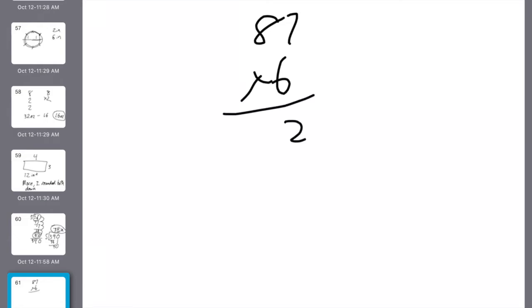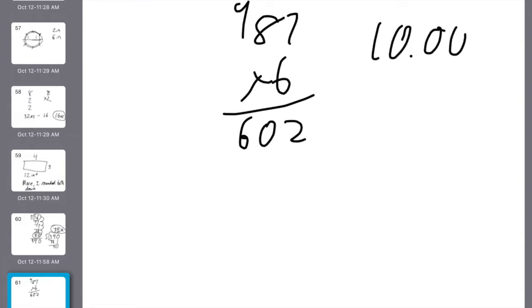Step 1, 87 times the 6 pounds gives me a 42, 56 is 60. Subtract from my $10.